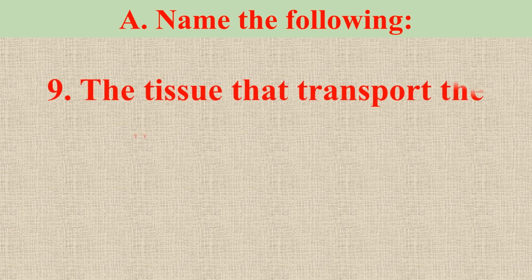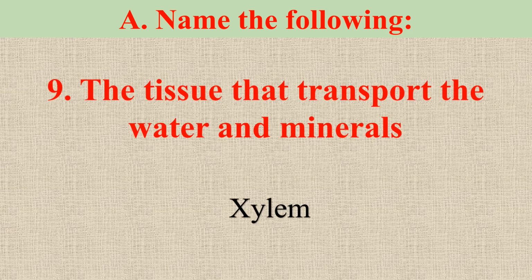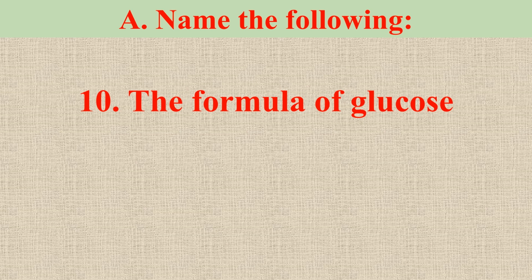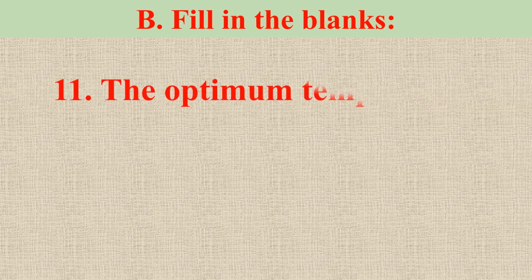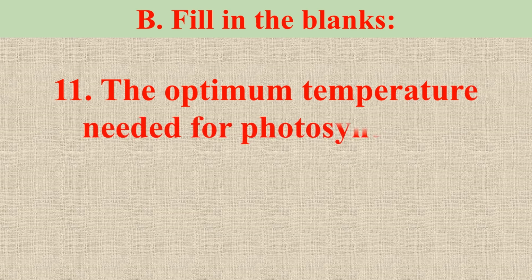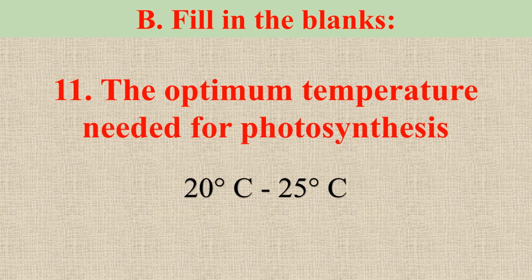The two types of conducting tissues. Xylem and phloem. The tissue that transports the water and minerals. Xylem. The formula of glucose. C6H12O6. The optimum temperature needed for photosynthesis. 20 degrees Celsius to 25 degrees Celsius.